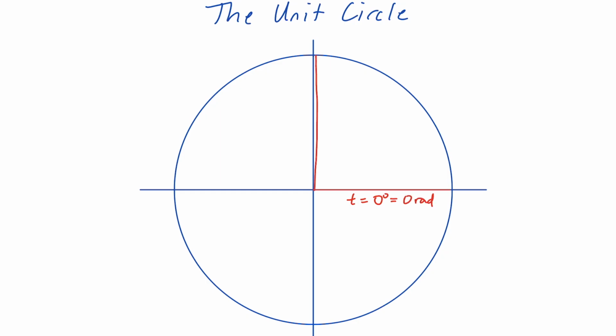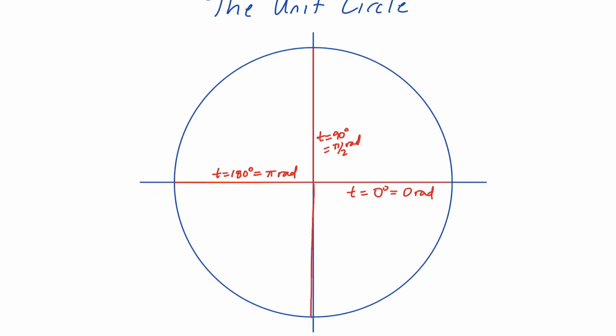If we go a quarter of the way around the circle, that is 90 degrees or pi over 2 radians. Halfway around the circle, that's 180 degrees or pi radians. 3/4 of the way around the circle is 270 degrees or 3 pi over 2. You could think of pi over 2 as being a quarter of the way around the circle, and then you do 3/4 to get to 3 pi over 2. All right, so those are the easiest angles.